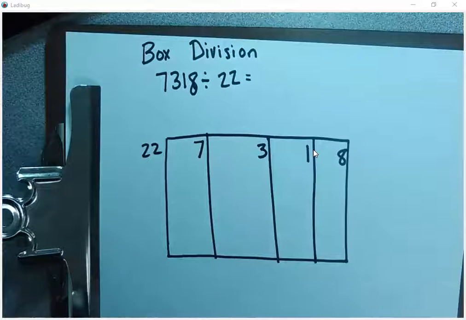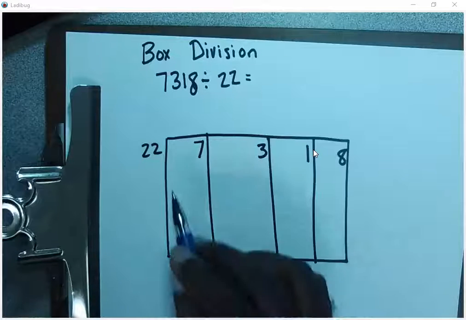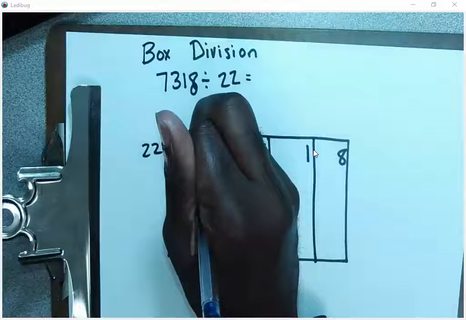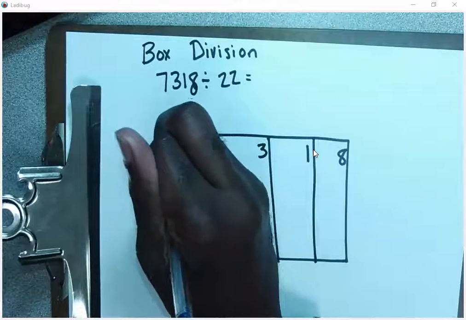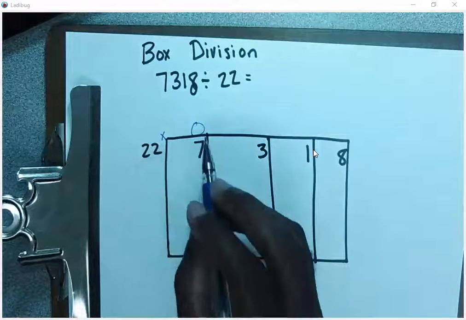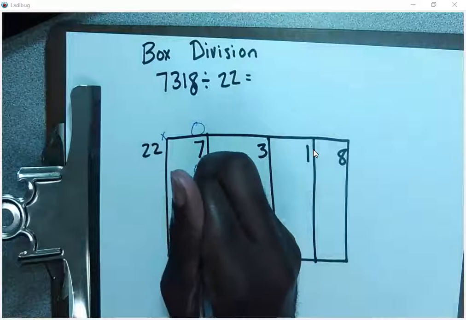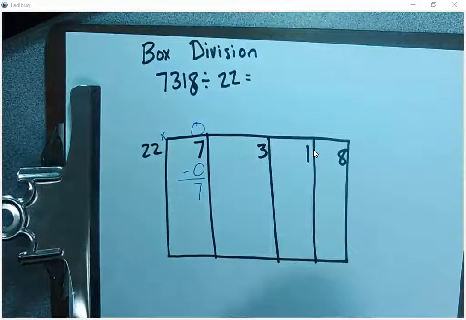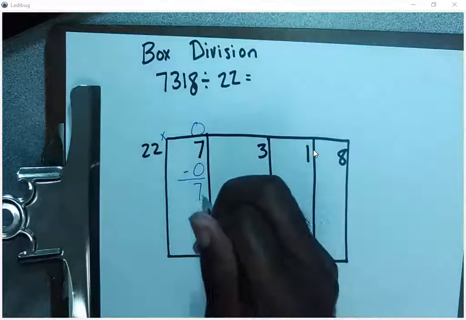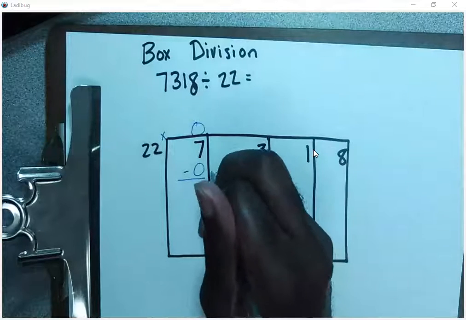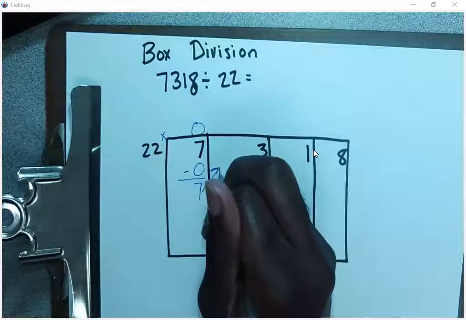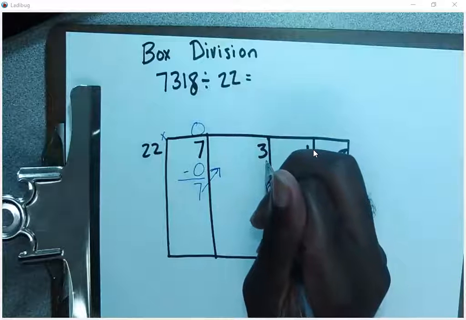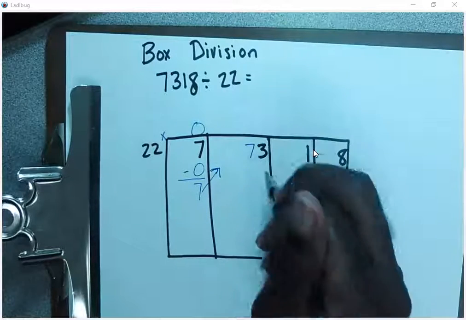All right, first things first, I'm going to look at my number and I'm going to see how many times can 22 fit inside 7. In this case, it is 0 times. So I place my 0 up top. I multiply 22 times 0. I get 0. So I put my 0 right here. I subtract. I get 7. Now, what I do with my 7 is I'll bring it over beside my 3. This is why we place those numbers to the very edge. So my 7 now goes in front of that 3.